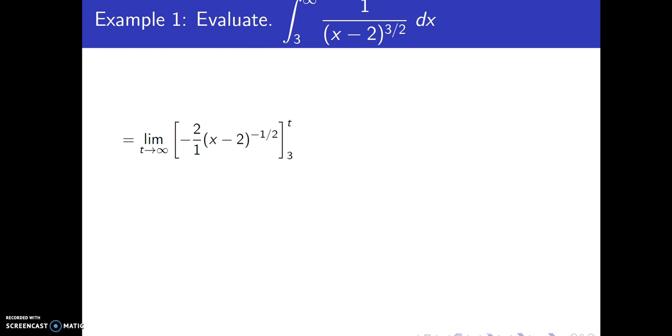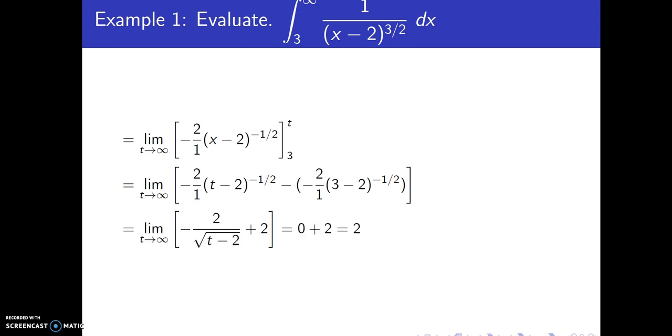So we're looking at the limit as t goes to infinity of negative 2 over 1 times the quantity x minus 2 to the negative 1/2, from 3 to t. We evaluate, plugging in t for x, and then subtract and plug in 3 for x. So we get negative 2 over 1 times the quantity t minus 2 to the negative 1/2, minus negative 2 over 1 times 3 minus 2 to the negative 1/2. That second part simplifies quite a bit. The two negatives come out to positive 1, and 3 minus 2 is 1. 1 to the negative 1/2 is just 1 divided by the square root of 1.